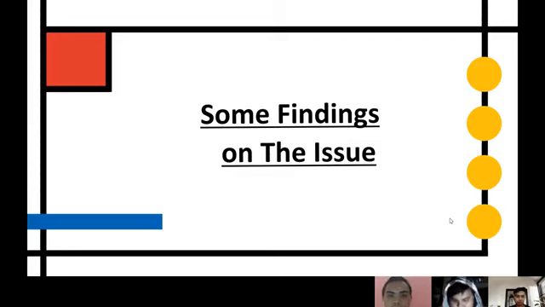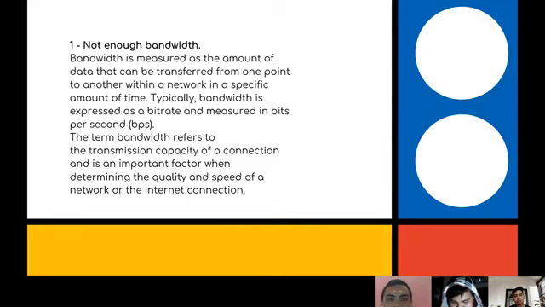Okay, next, some findings on the issue. First, not enough bandwidth. Bandwidth is a measure of the amount of data that can be transferred from one point to another within a network in a specific amount of time. Typically, bandwidth is expressed as a bit rate and measured in bits per second, which is bps. The term bandwidth refers to the transmission capacity of a connection and is an important factor when determining the quality and speed of a network or internet connection.